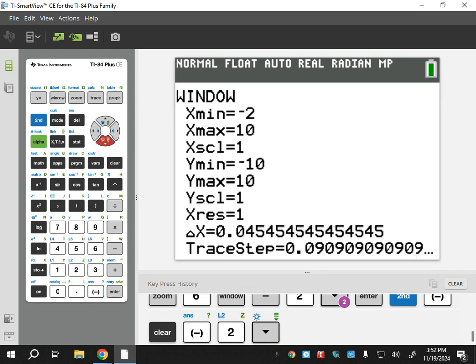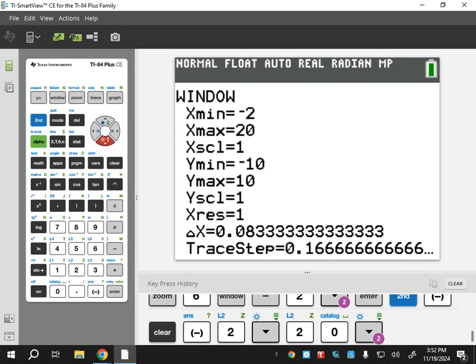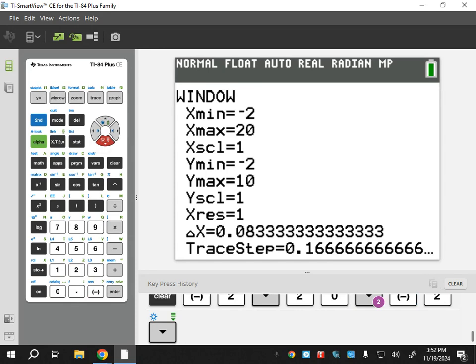Our x max, let's change to 20 to move it out a little more. Notice I typed the 2 and it got rid of the 0, so I had to type that in there. Our y min, we don't need to see much below the y-axis, so let's make this a negative 2. And our y max, we know the y-intercept is 12. Let's make it nice and even, a 20.